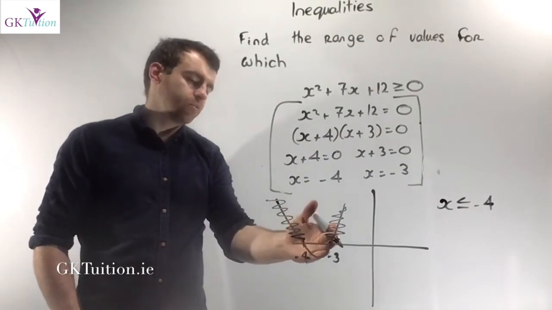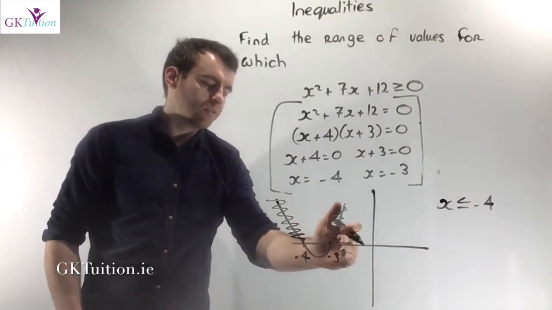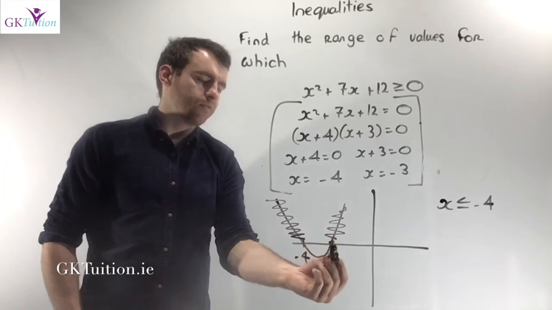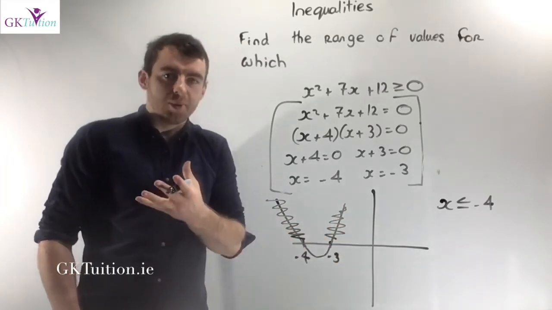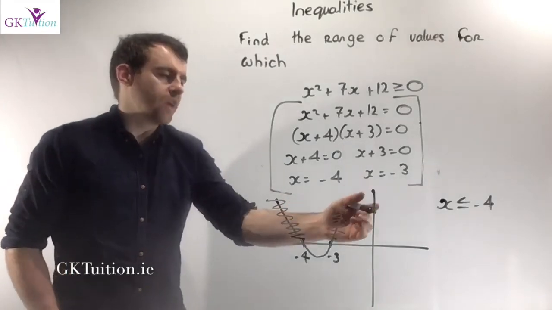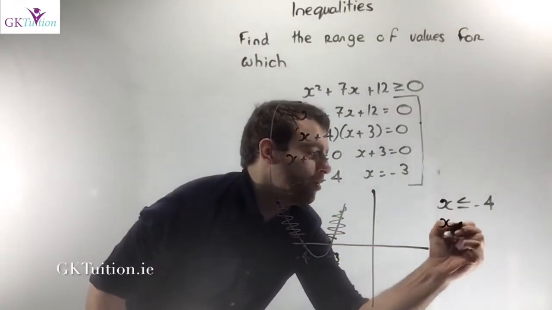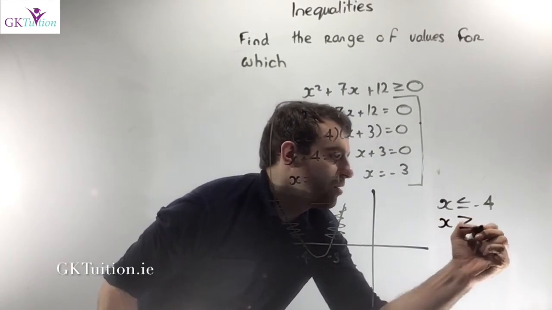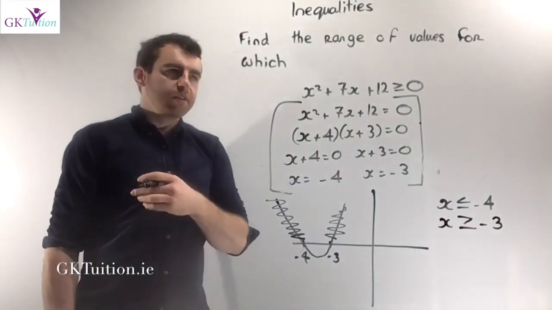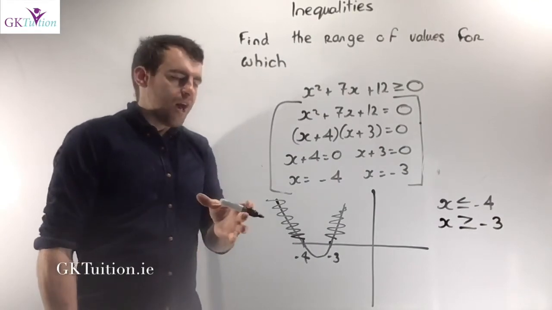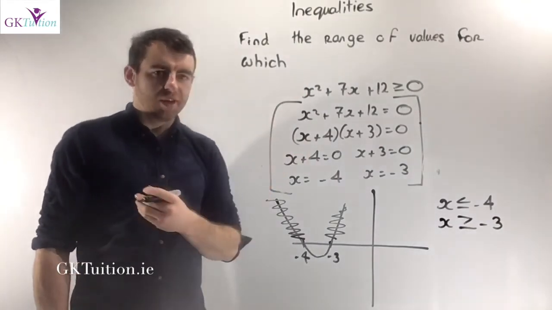Now, to describe this region, we're talking about all of the x values to the right of minus 3. Like, for example, minus 2, minus 1, 0, the whole way up. Values that are bigger than minus 3. So the second region for which the quadratic is above the x-axis is when x is greater than or equal to minus 3. So we're going to come across this a lot, and usually this is the last couple of lines of a question.